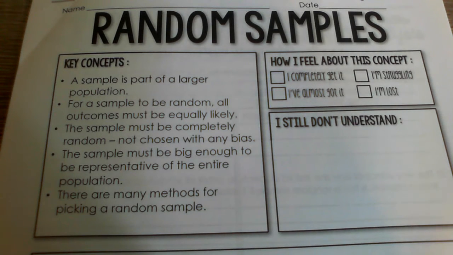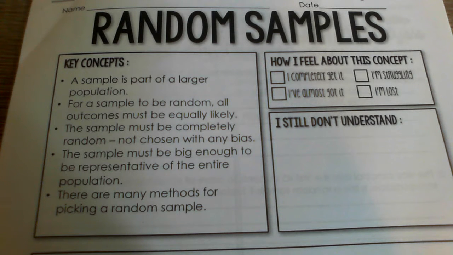So for samples to be random, all outcomes must be equally likely. It would be like if you were to stick your hand into a bag of M&Ms and you knew that each color was equally represented in that bag. That would be a random sample, because you have an equal chance of pulling out any color. The sample must be completely random. You can't choose it with any bias. You can't say, well, I am going to look for the brown ones, and stick my hand in there, because that's not a random sample. Then you're pulling what you want.